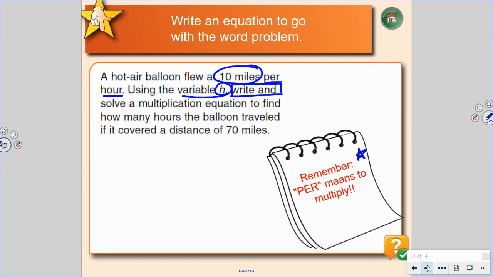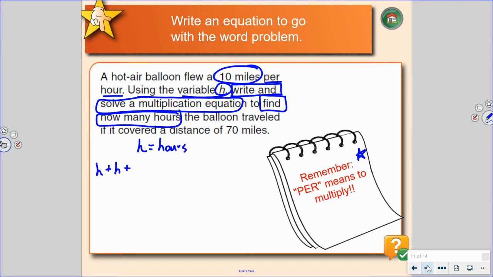We are asked to write and solve an equation. Well, that's not really what we want to do. What do we want to find? Find how many hours. That's why I would say, okay, let h be the number of hours that balloon has traveled. Now I could sit here and add h and another h and another h, or I should say 10 and another 10 and another 10.